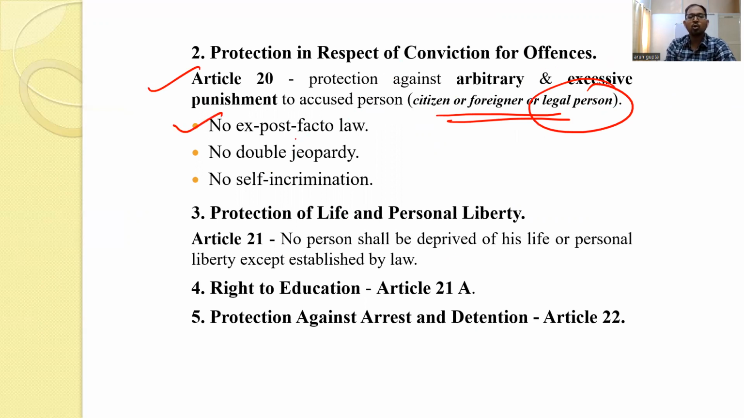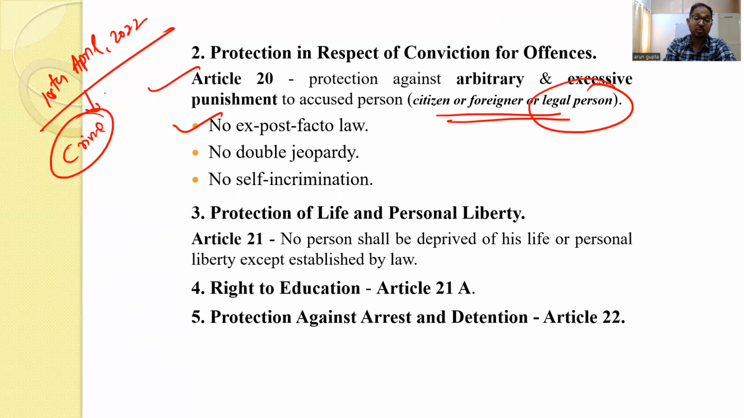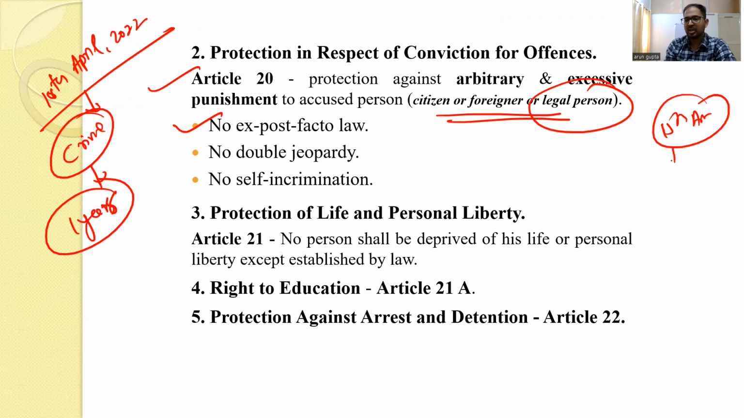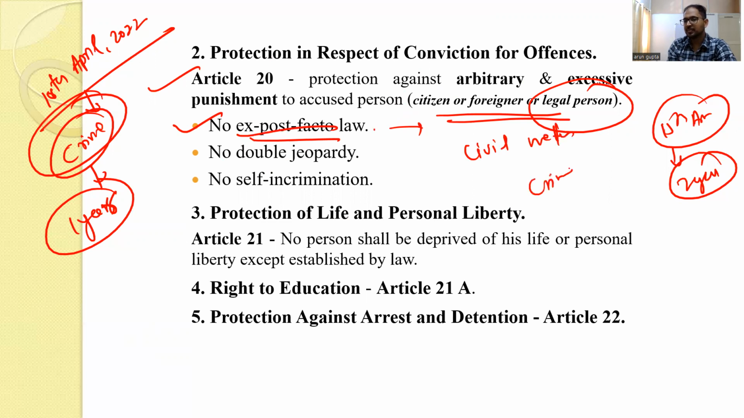So in this, no ex post facto law. What does this mean? If, for example, today is 10th April 2022, and anyone commits a crime today, and for that crime, today's stipulated punishment is 1 year, and at a later stage, for example, on 15th of April, there is an amendment where Parliament stipulates 2 years of imprisonment for the same crime, this cannot be given to this person because the crime was committed before. So this means no ex post facto law, but this is applicable in case of criminal matters only, not in civil matters. Again, we will be talking about civil and criminal matters in detail.